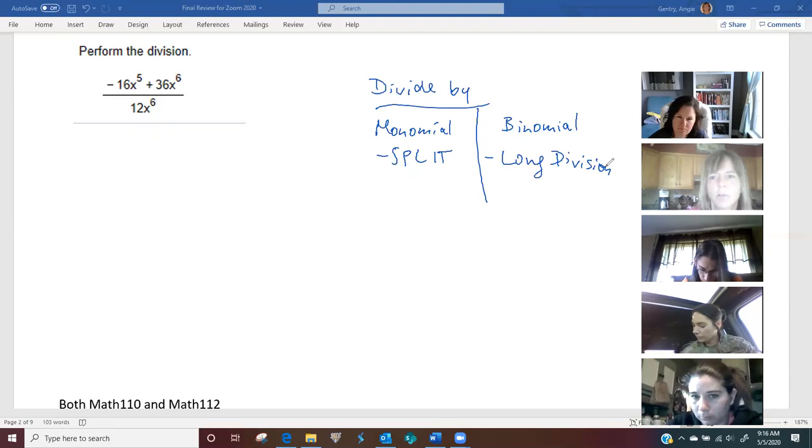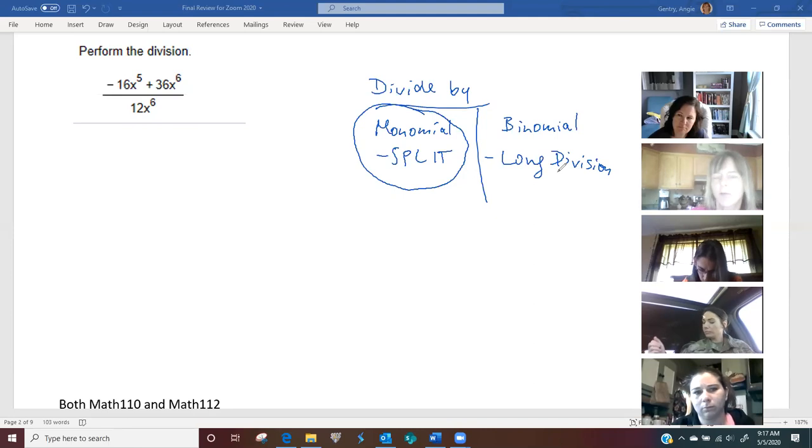If you do long division when the denominator is a monomial, it may work, it may not work, because it depends on the exponent. This exponent's bigger than that one, so you're going to have a problem. So if you're dividing by a monomial, just split them. Please focus on that. Don't try to do long division. Long division, we really want to use when there's a binomial. So then we can say, do I need to go back to my first test and practice that for this final?